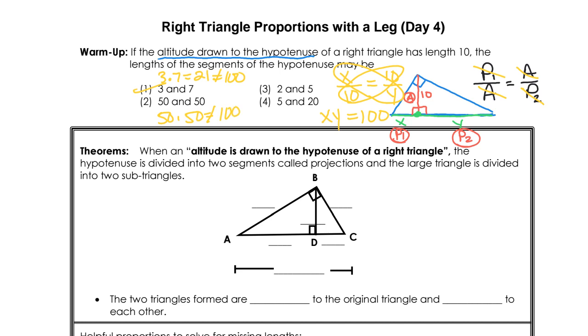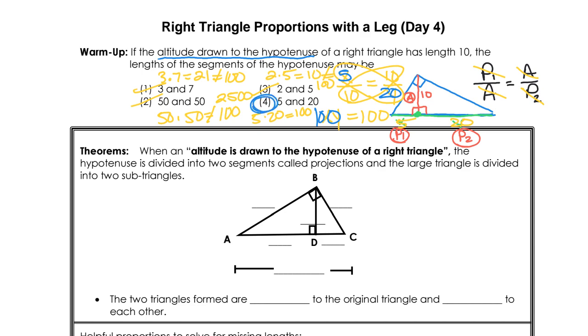It equals 2500. Number 3, 2 times 5 is 10, which is not equal to 100. And in number 4, 5 times 20 is equal to 100. And so if this has a length of 5 and this is a length of 20, when we put that 5 and that 20 in, 5 times 20 gives us 100. And so this is our answer.